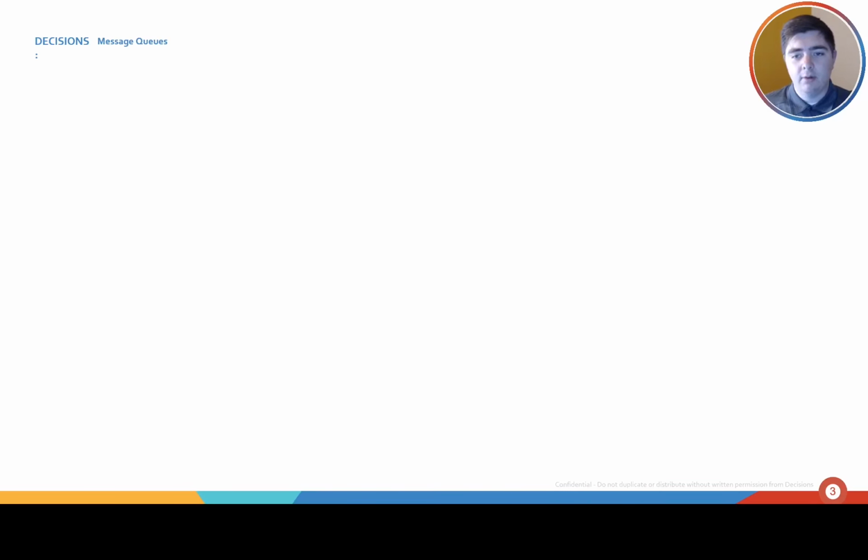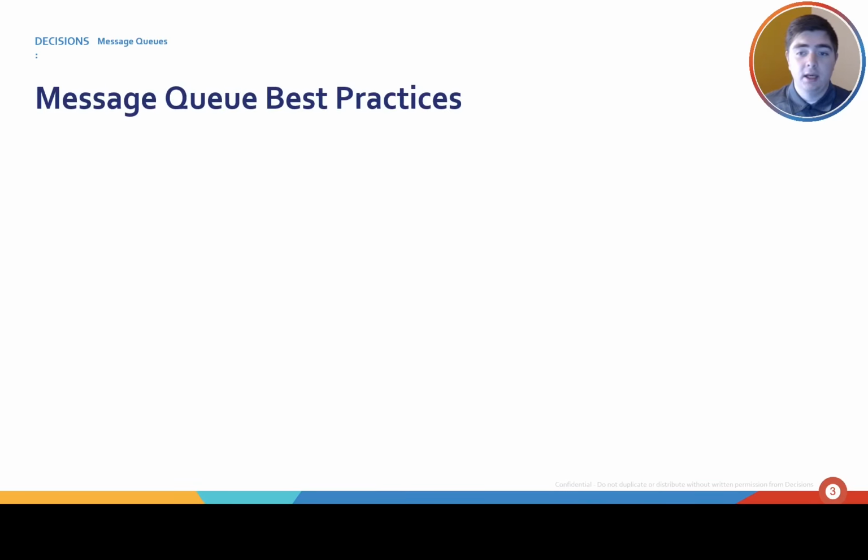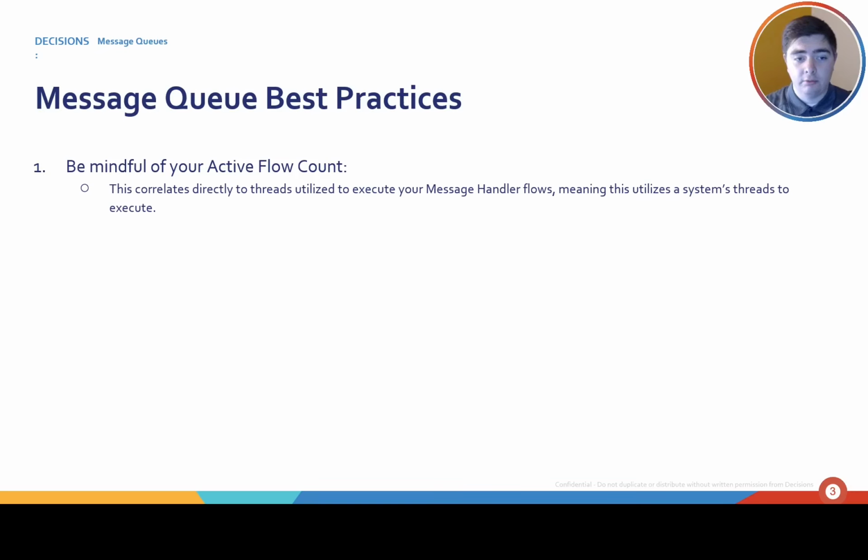Now, here's where we get to our best practices involved with this. And the first one is you have to be mindful of your active flow count. This is going to correlate directly to threads that are utilized to execute your message handler flows. This means that it utilizes a system's threads to execute. Therefore, if you're trying to set up an active flow count of 8, you're going to be utilizing more threads than if you were to set up an active flow count of 2 within your Decisions server.